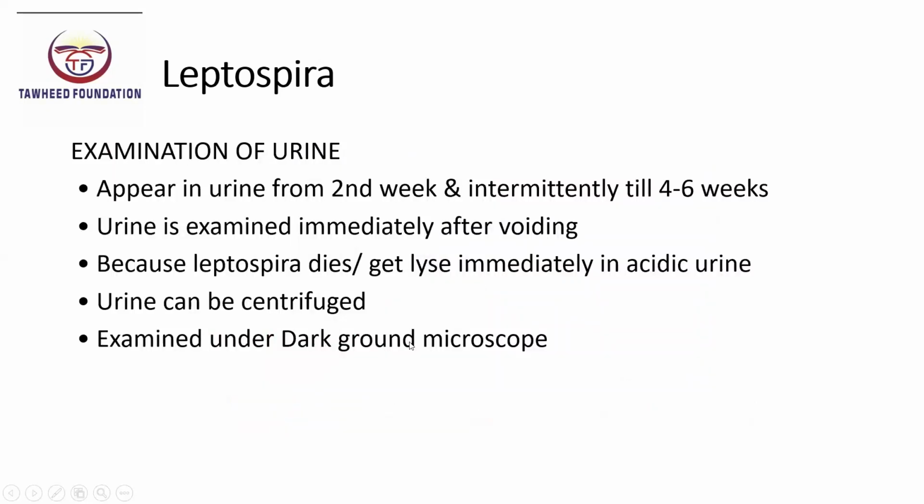Next is examination of urine. In the second week of illness, leptospires may be shed intermittently in the urine. However, they die quickly in acidic conditions. So urine must be examined immediately after collection. Centrifugation can concentrate the thin organisms, which are then observed under dark field microscopy.